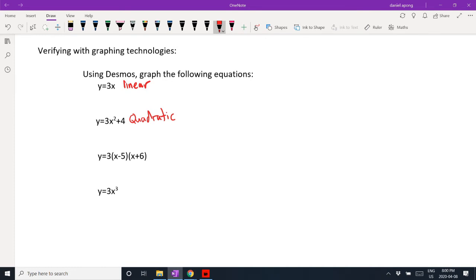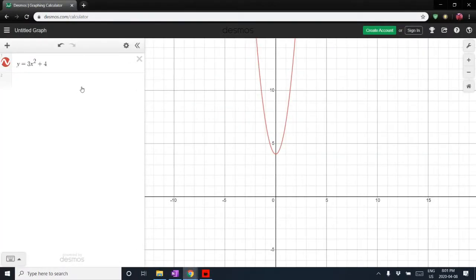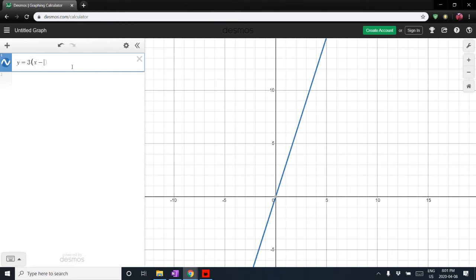Let's try our next example. y = 3(x - 5)(x + 6). So here we are back in Desmos. I'm just going to clear my last graph and input my new graph, which is y = 3(x - 5)(x + 6).